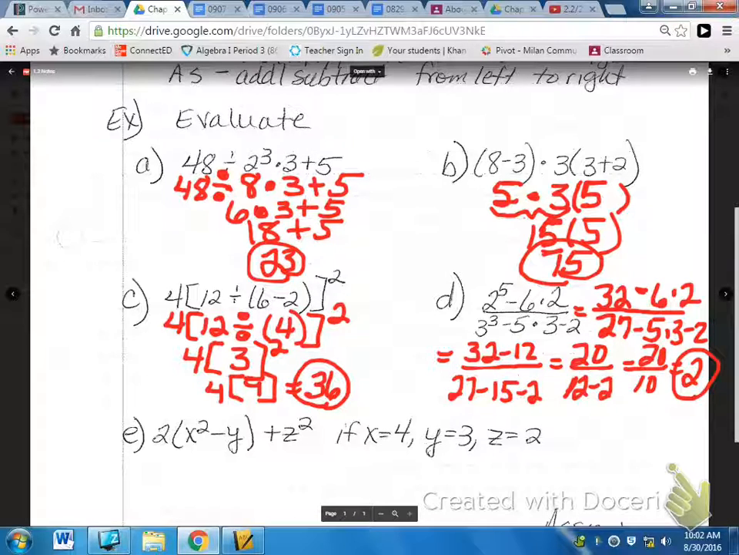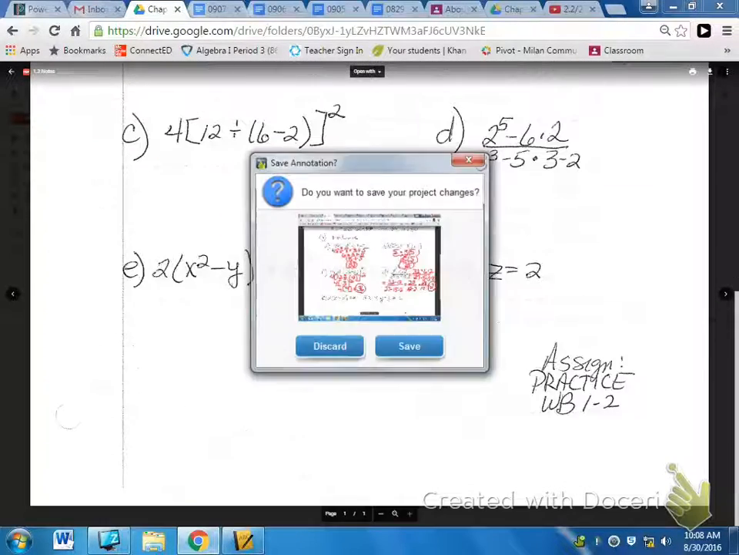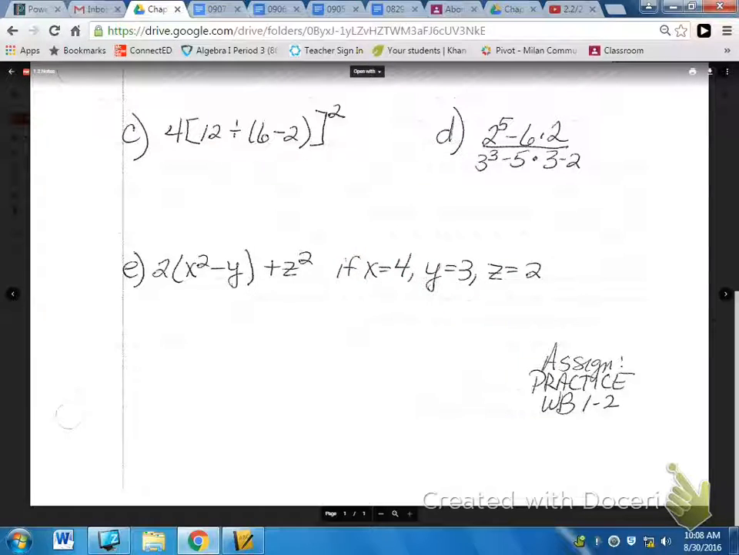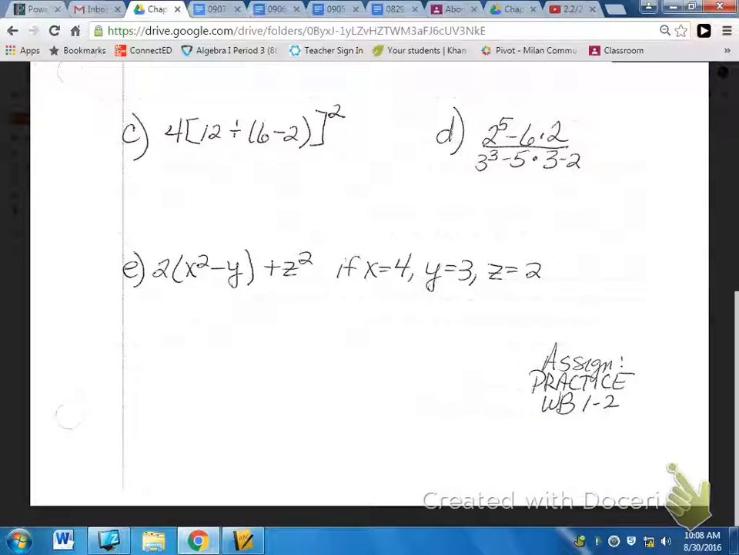Okay, last but not least, we're going 2 times the quantity x squared minus y plus z squared. And it is telling you that x is 4, y is 3, and z is 2. So, Trey, what would I do here? Plug the numbers in for the variables. So here we go: 2 and then 4 squared minus 3 plus 2 squared.